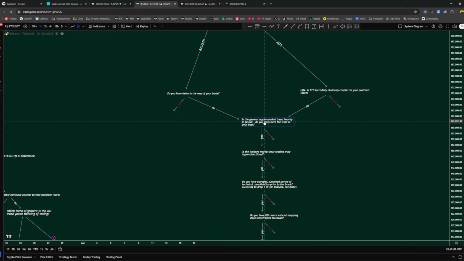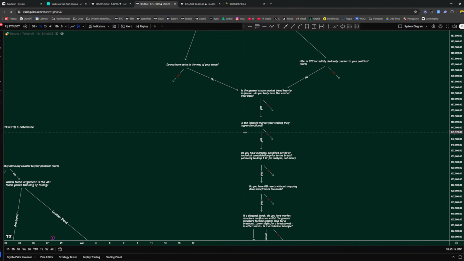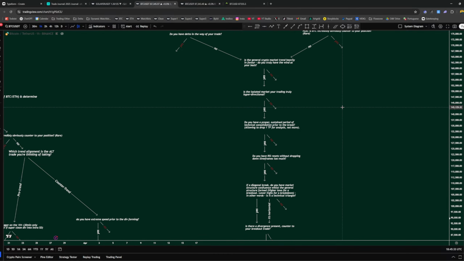Is the general crypto market trend heavily in your favor? Same, okay? So if I say yes, then is the isolated market you're trading truly hyper-directional? So you need a very strong general market and you need a very strong isolated market. So let's say I'm trading Solana. Solana has to be very, very strong in a raging bull market for me to proceed here, okay? If yes, do you have a proper sustained period of technical consolidation prior to the break, allowing to drop one time frame for analysis, not more, okay?